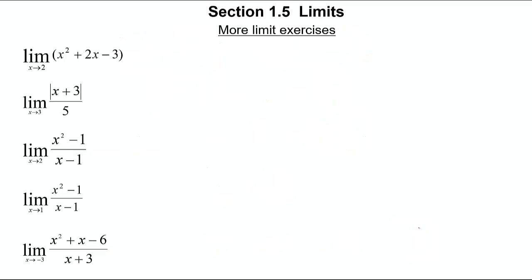Here's some more. The limit of the expression x squared plus 2x minus 3. Well, remember that rule number 5 said if you're just taking the limit of a polynomial, all you do is plug the number in. So you're approaching 2, so it would be 2 squared plus 2 times 2 minus 3, which would be 4 plus 4 minus 3, which is 8 minus 3, which is 5.